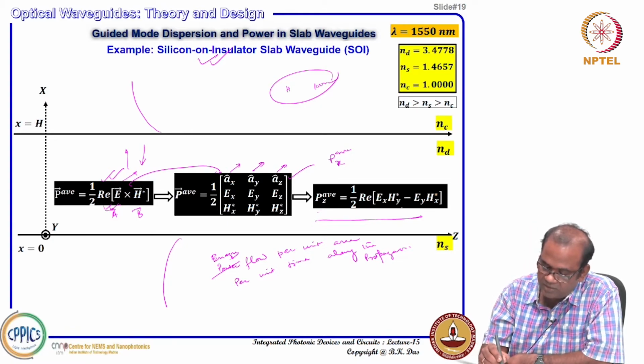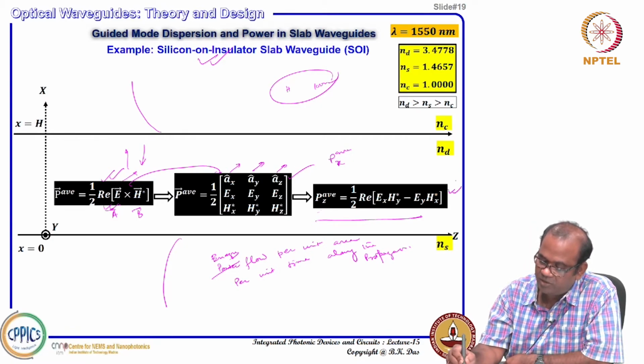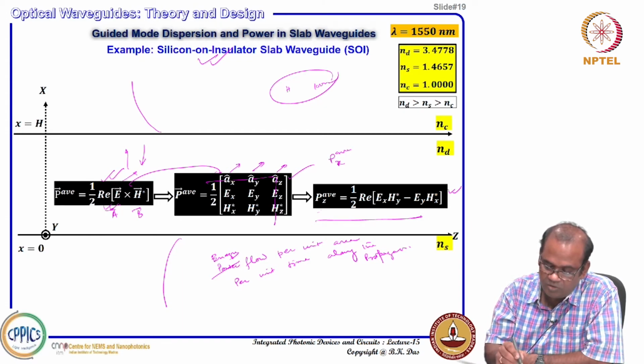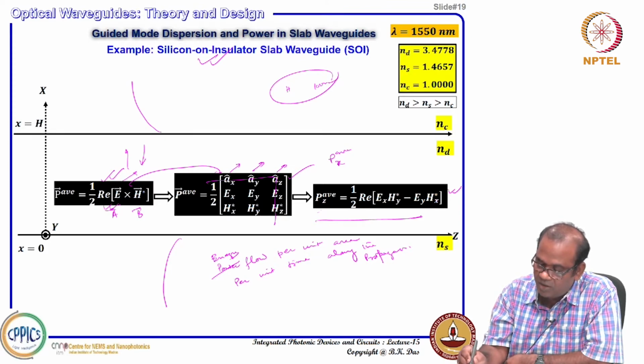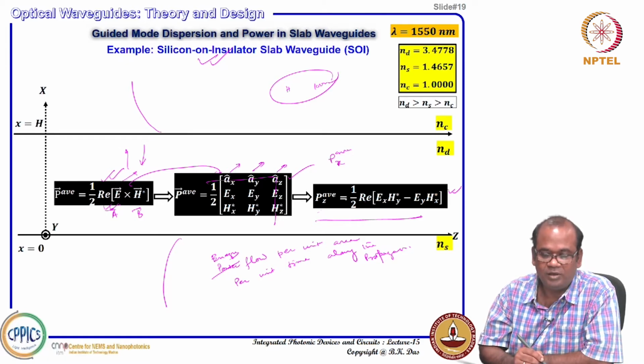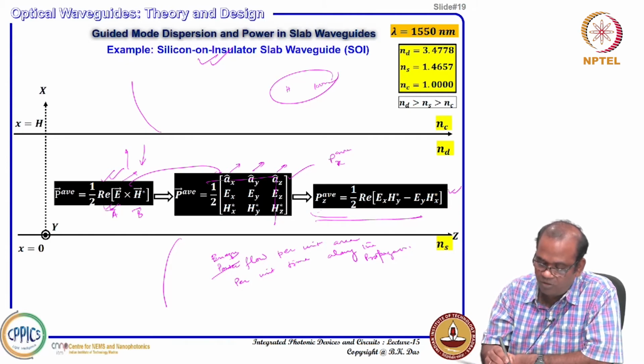So in that case, for the z direction, the Poynting vector I could express like this: E x times H y star minus E y times H x star, with a real part and a half. So we have written it accordingly. If we know the components for a given mode, then I know how much power flow or energy flow per unit area per unit time along the propagation direction we will be able to know.